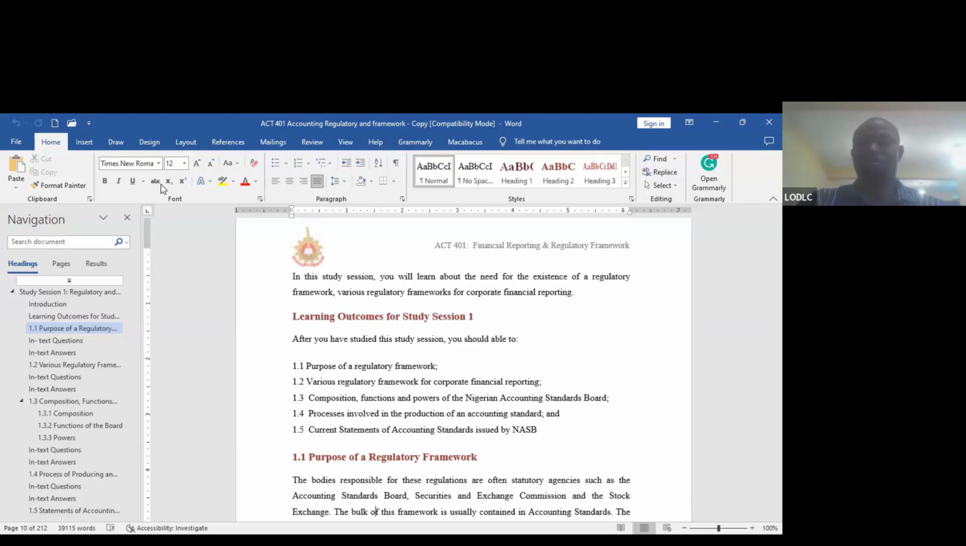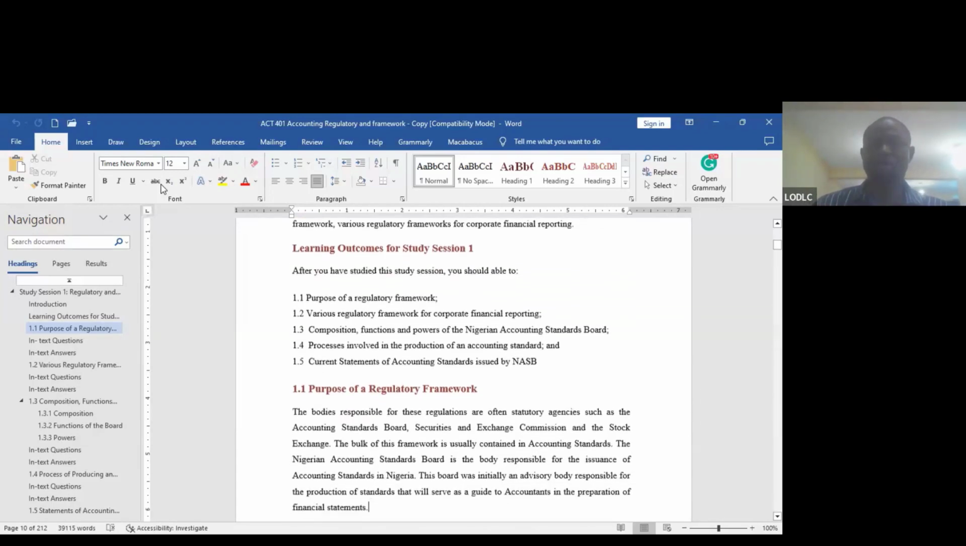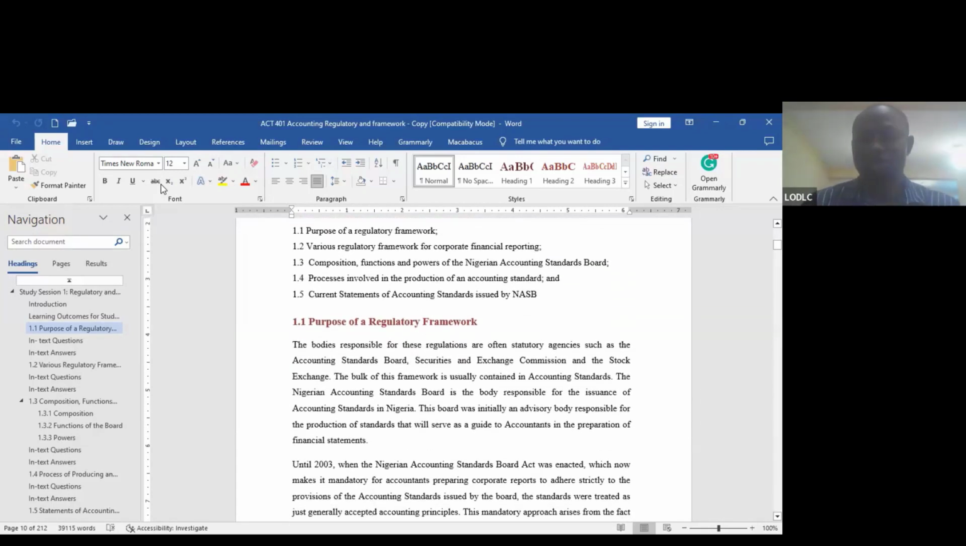Then the processes involved in the production of accounting standards. That's very, very important as well. The current statements of accounting standard issued by the Nigerian Accounting Standard Board may not even be necessary. So let's quickly move to the purpose of regulatory framework. What is the purpose of regulatory framework?